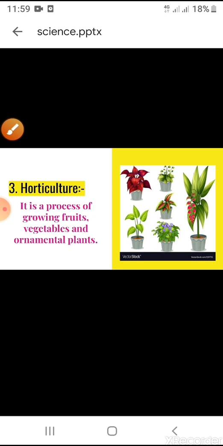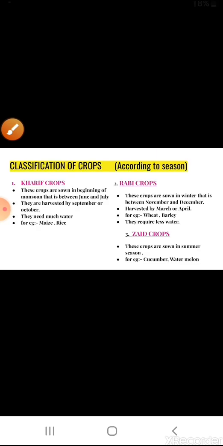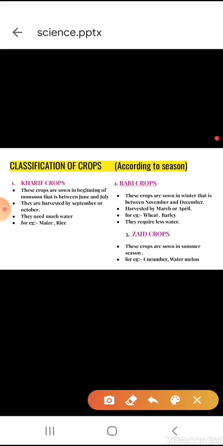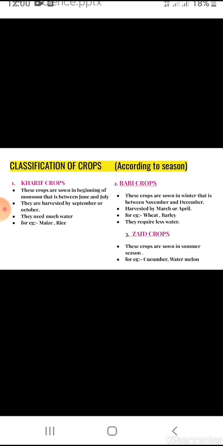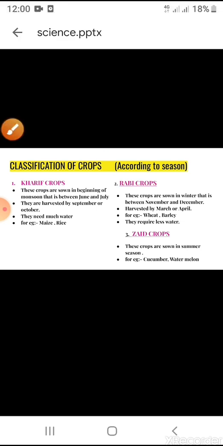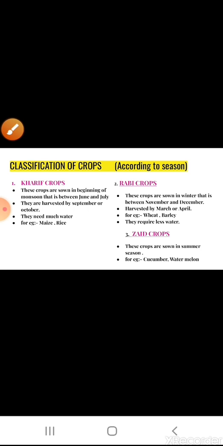Next term is horticulture. It is the process of growing fruits, vegetables, and ornamental plants. Children, you know what fruits are, what vegetables are. So, can you tell me what ornamental plants are? You are able to see a picture on your screen. This picture is about ornamental plants. Ornamental plants are those plants which we use for decorative purposes. So the procedure of growing fruits, vegetables and ornamental plants is called horticulture.